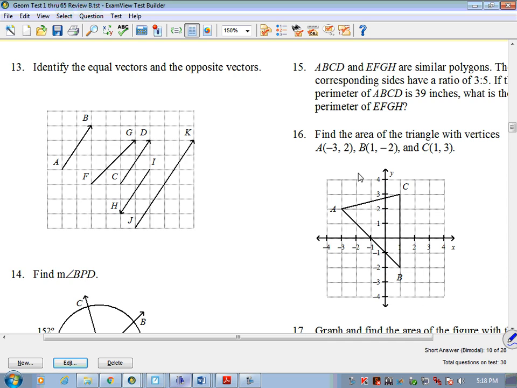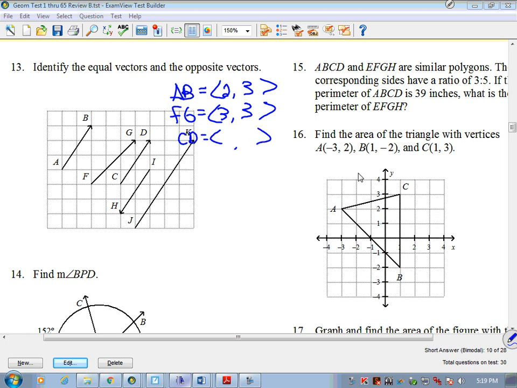First off, start with what my vectors are. Okay, AB equals vector. Show me. I'm going to the right 2. Always do my x value first. I'm going up 3, then my y value. FG equals vector. Let's see, I'm going to the right 3. I'm going up 3. Okay, CD. I'm going to the right 2. I'm going up 3.